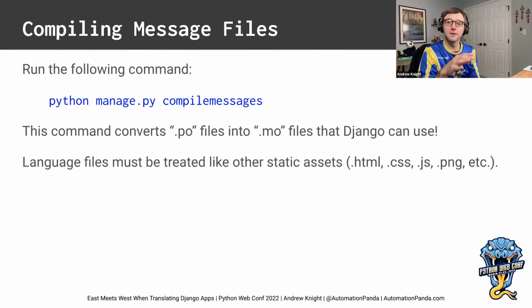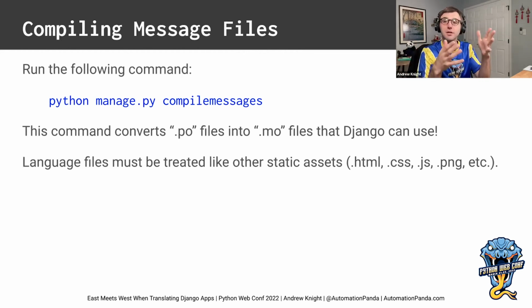So once you put all of your message files in place, then you want to compile them. Python manage.py compilemessages converts PO files into MO files, and it's the MO files that Django actually uses. You want to treat these MO language files just like any other static asset: your HTML files, your CSS, your JavaScript, your PNGs, your JPEGs, whatever. They basically become your static files.